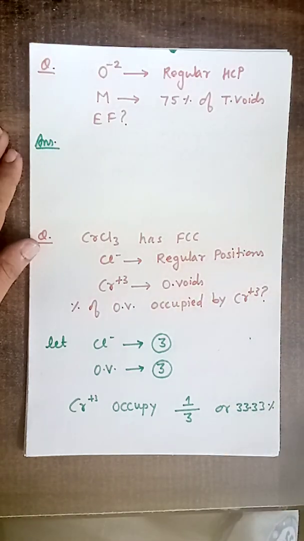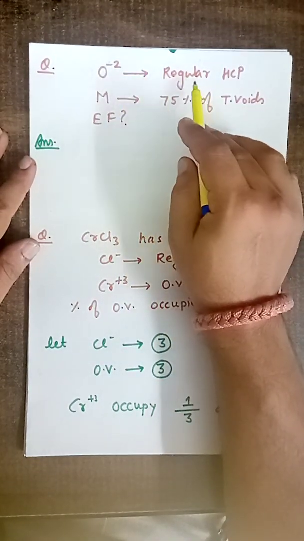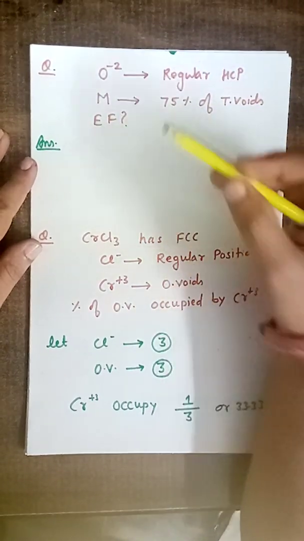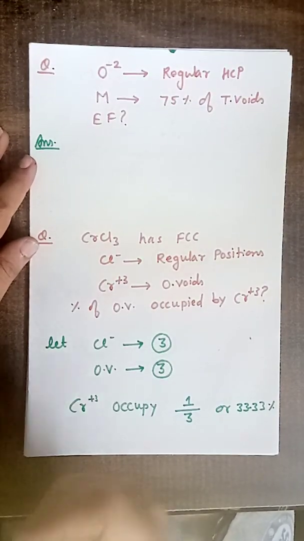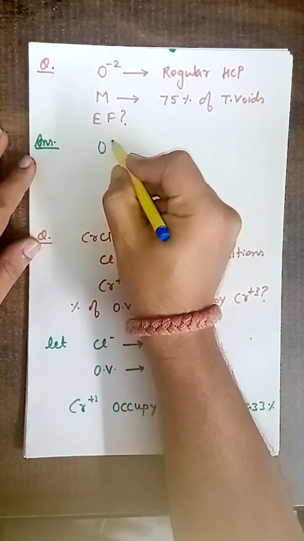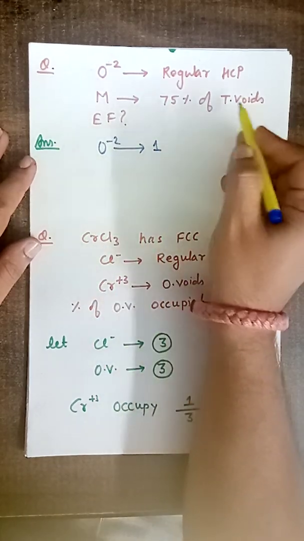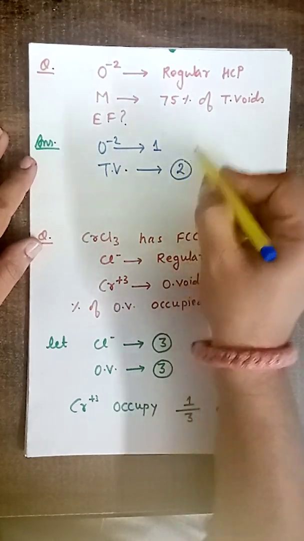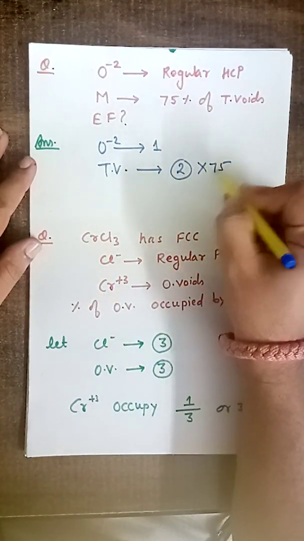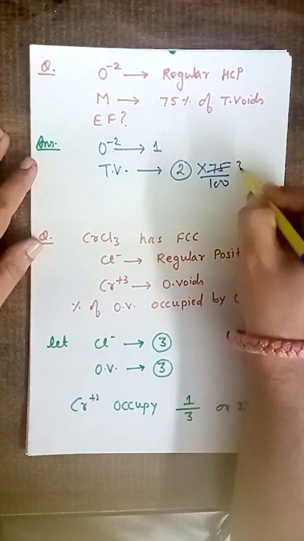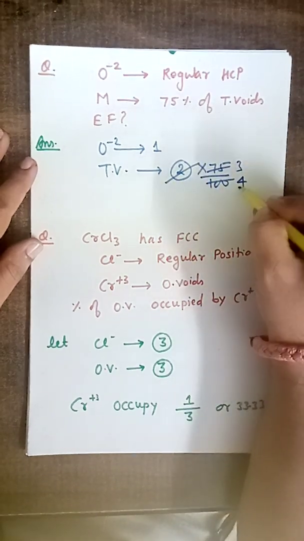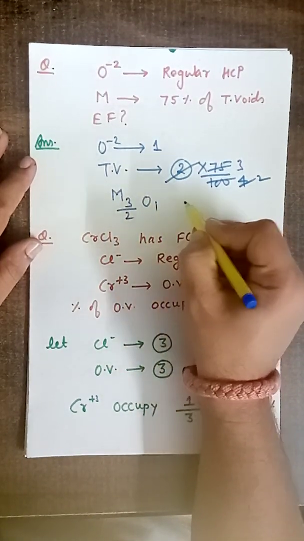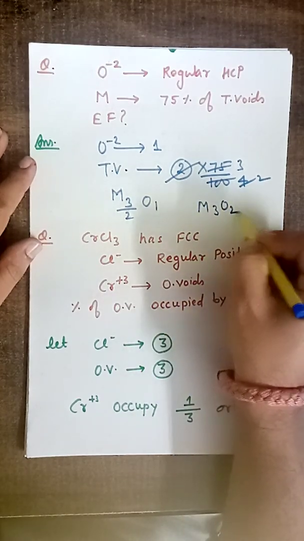One more example. This time oxide regular position of HCP, metal 75% of tetrahedral void. Determine empirical formula. Once again oxide, let it is 1. This time it is tetrahedral void, so tetrahedral voids will be just double, it is 2. 75% of tetrahedral void, once again it is 75 upon 100. You can solve it is 3/4. Further you can solve it is 3/2. So this time metal is 3/2, oxygen is 1, and therefore empirical formula is M3O2.